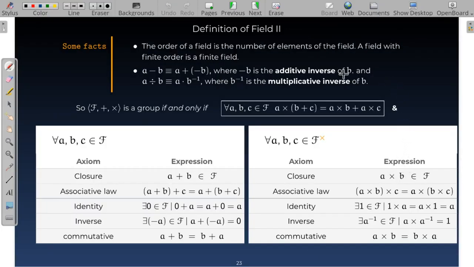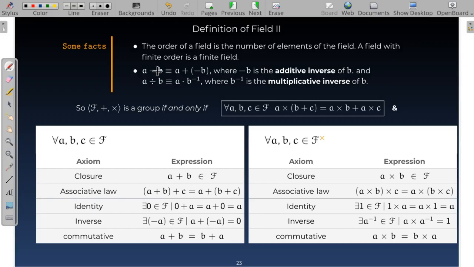Now some fact about the field, that the order of the field is the number of elements in the field F. For example, if you have set F and the elements of the set are simply 0 and 1, there are only two elements here, then the order of this field will be written like this, and this will be equal to 2. So order of the field is going to be 2.